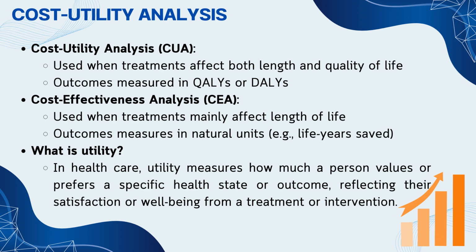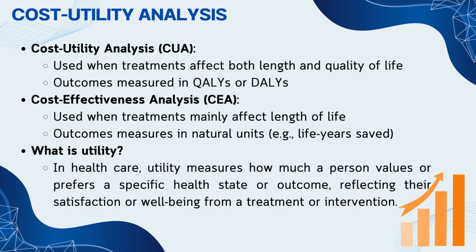Cost utility analysis is most useful when treatment affects both the length of life and the quality of life. In this case, we use QALY or sometimes DALYs, that is, disability adjusted life years, to measure outcomes. On the other hand, cost effectiveness analysis or CEA is used when treatments mainly affect the length of life. Here, outcomes are measured in natural units such as life years saved.